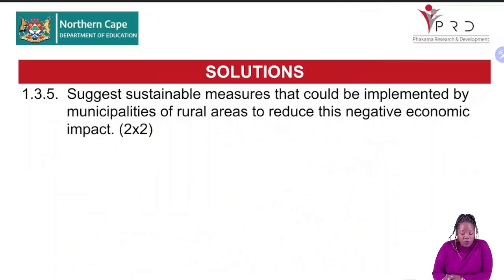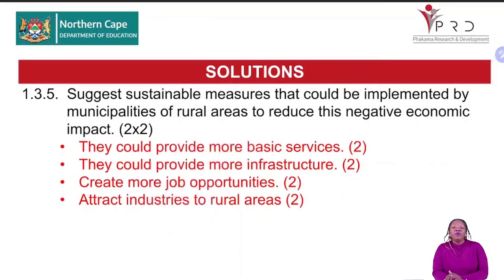Then we're looking at our question number 5, whereby you were supposed to suggest the sustainable measures that could be implemented by the municipality of the rural areas to reduce the negative economic impact. Remember, the people are going to urban areas because they want a better life. So therefore, they could provide more basic services. Remember, in the rural area, there are fewer or no services at all. If they can improve those services, like your water, your electricity, and also improve the infrastructure. People want better houses, they want better roads.